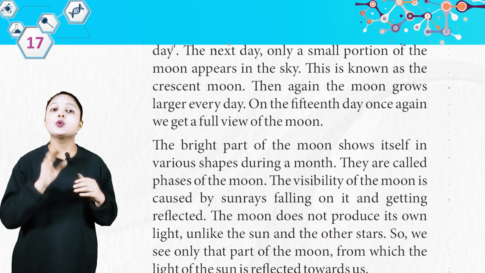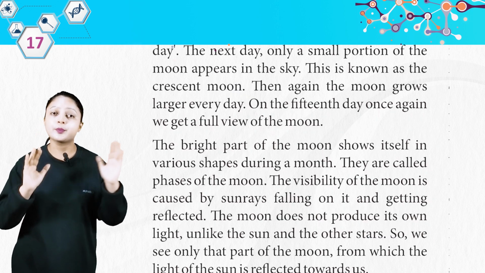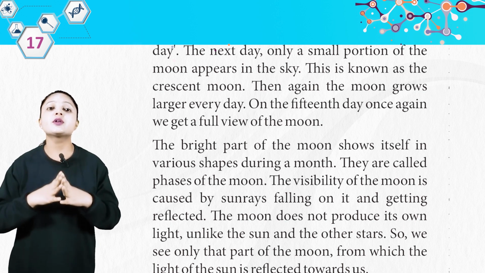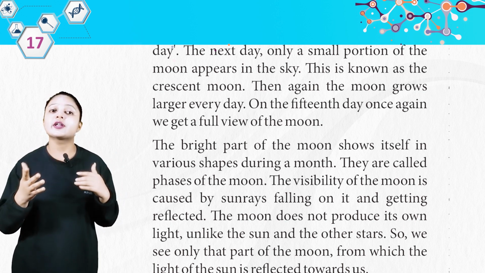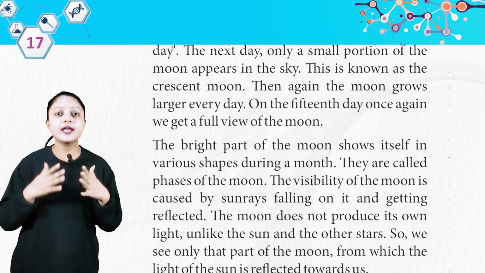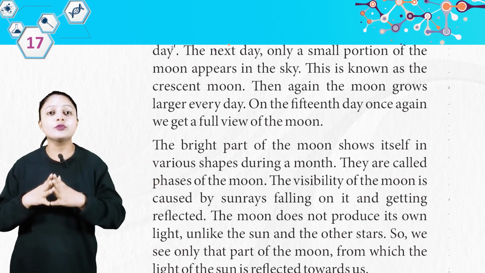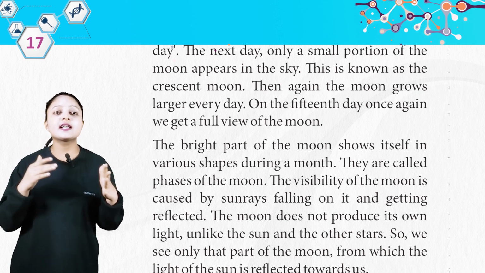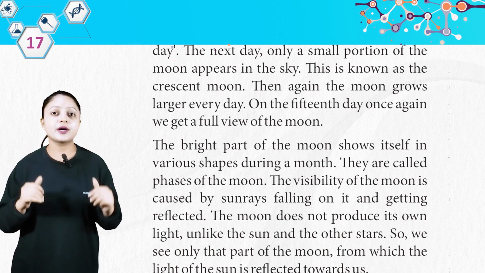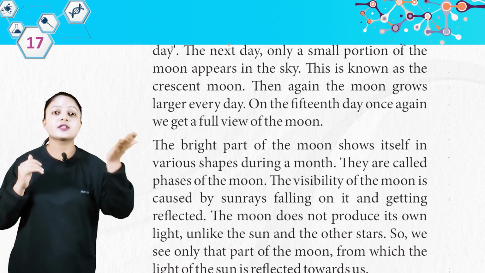The next day, only a small portion of the moon appears in the sky. This is known as the crescent moon. Then again, the moon grows larger every day. On the 15th day, once again, we get a full view of the moon. The bright part of the moon shows itself in various shapes during a month. They are called phases of the moon.